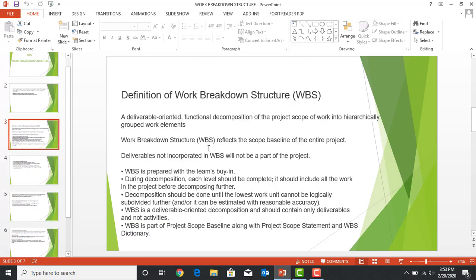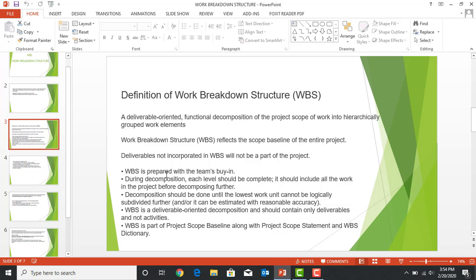So what does a work breakdown structure reflect? It reflects the scope baseline of the entire project. In your project, what are the deliverables that are part of the project? The WBS is prepared with the team's buy-in. Whenever we are working on the work breakdown structure, make sure that your whole project team is involved in that process, because they are the ones who are going to work on the project, so they would know what the deliverables of the project are.